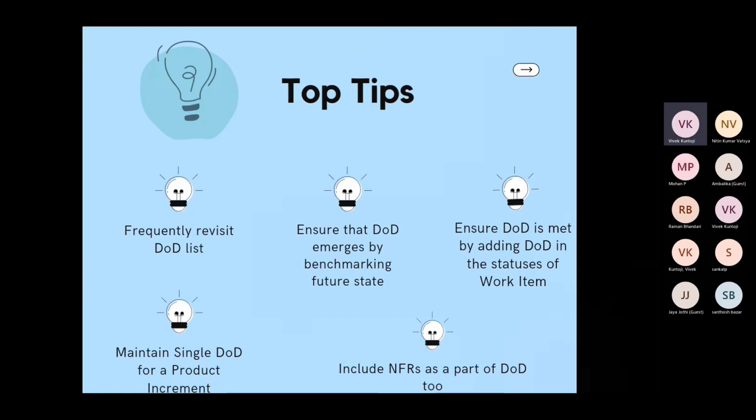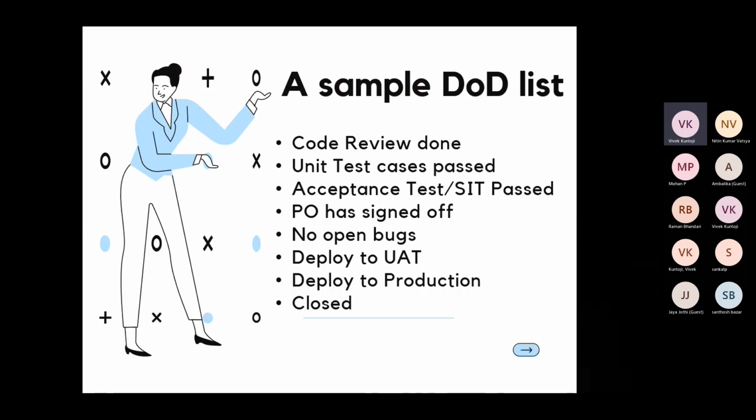So in that life cycle, as a part of those statuses, you can very well include your definition of done criteria or checklist as well. For example, you can include statuses such as code review passed, unit test cases passed, SIT passed, or maybe PO signed off, deploy to UAT, deploy to production.